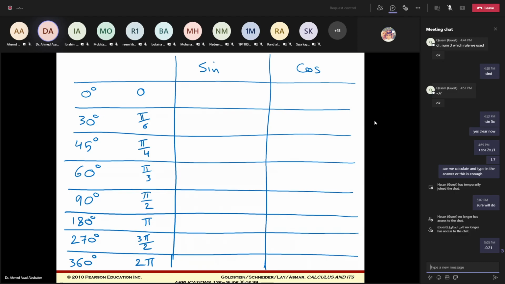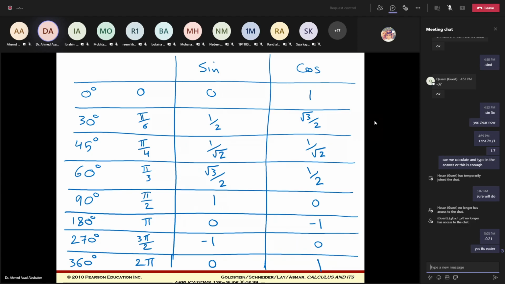The sine values are 0, 1 over 2, 1 over radical 2, radical 3 over 2, 1, 0, negative 1, 0. This is the value of sine for the famous angles. The cosine values are 1, radical 3 over 2, 1 over radical 2, 1 over 2, 0, negative 1, 0, 1. This is for sine and cosine. You can use this table also. This is the famous angles. Otherwise, you can use a calculator, no problem.